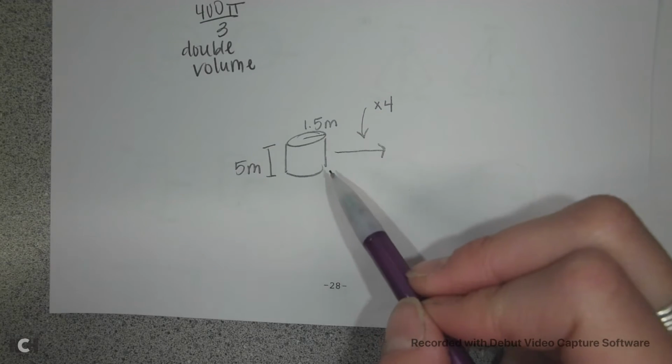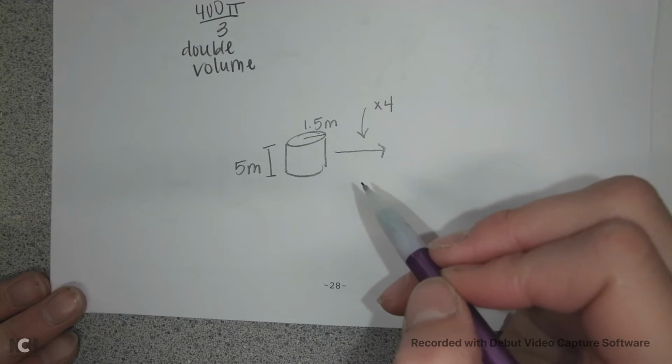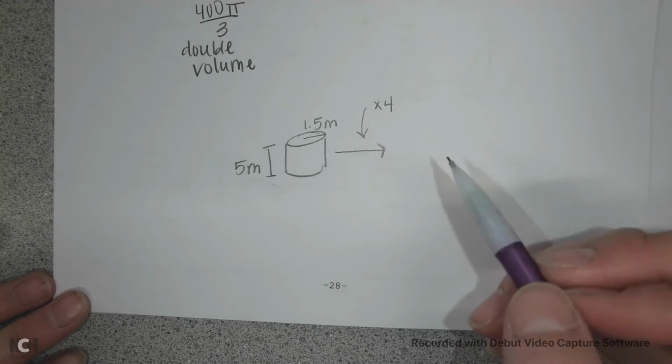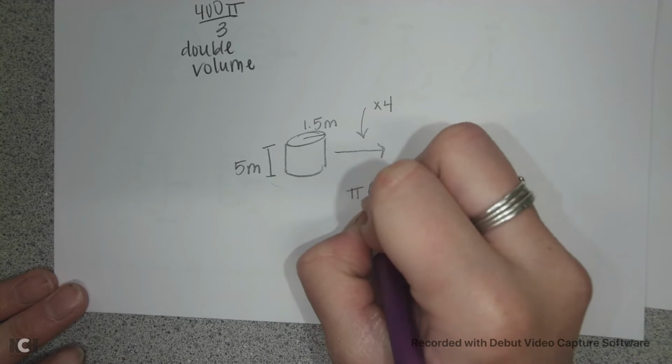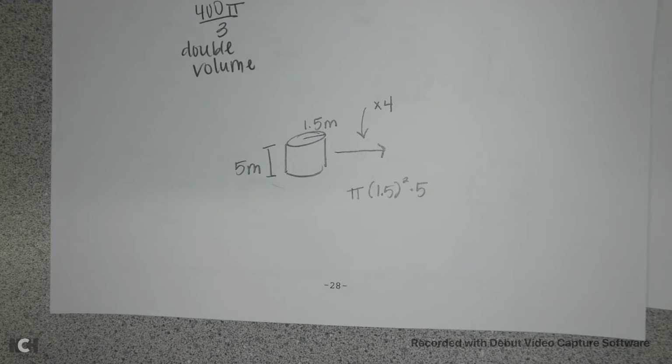The quickest, well, it kind of depends on what you're beginning. I want to do the regular method because it will apply to both. So the first thing we're going to do is figure out the volume of this shape. The volume of a cylinder is pi r squared times height.